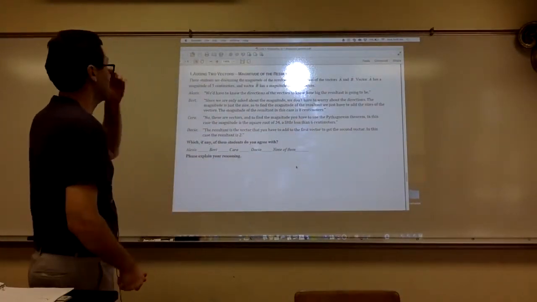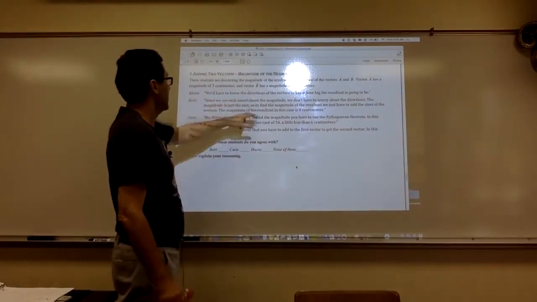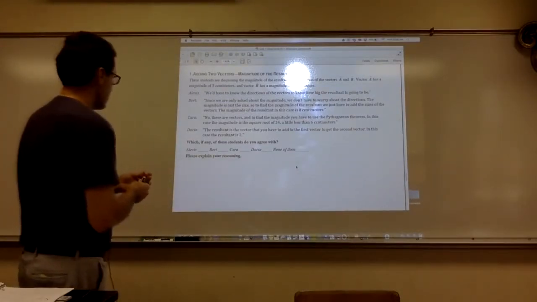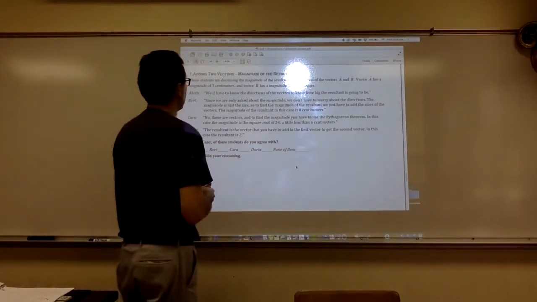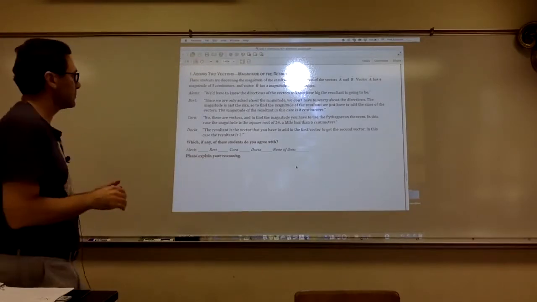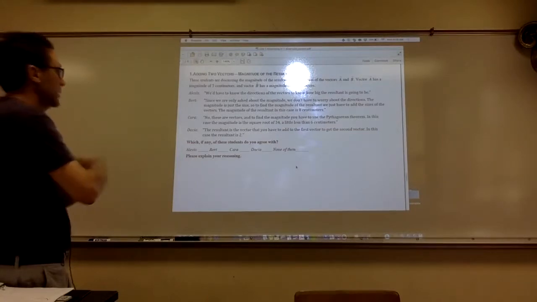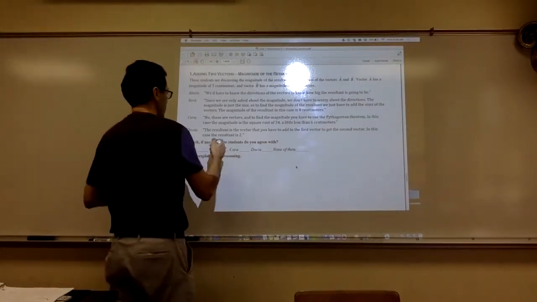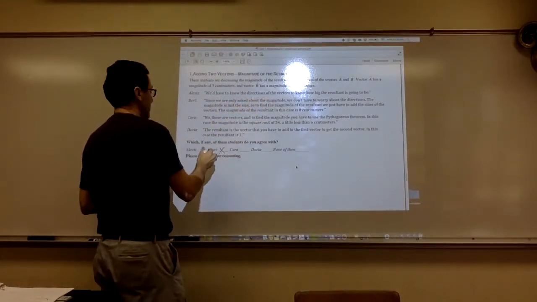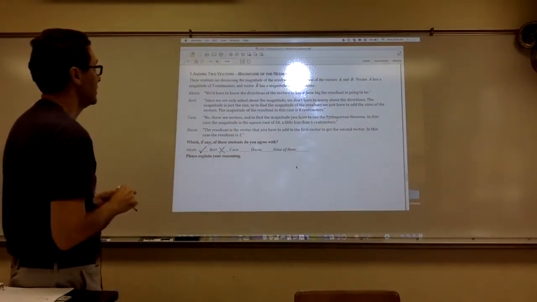All right, let's see which one of these people is right. We'd have to know the direction of the vectors to know how big the resultant is going to be. Where it says, since we are only asked about the magnitude, we don't have to worry about the direction. Well, in vectors, direction is extremely important, so that's wrong. This person is wrong. Alexis is correct. You have to know the direction and the magnitude.